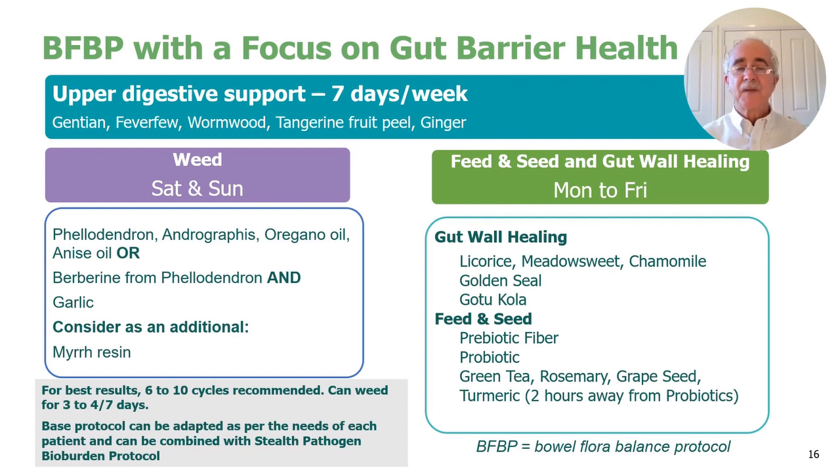So here's an example, the bowel flora balance protocol with a focus on gut barrier health. It's 7 days a week. You might want to give upper digestive support with bitters and warming digestive herbs. But essentially, it's about weeding and feeding. Now, if you look bottom left, you can weed for 3 days, even 4 days. It just depends on how much adjustment to the flora you need.